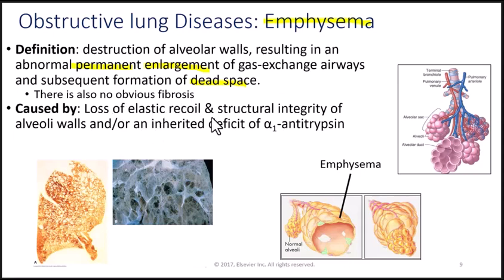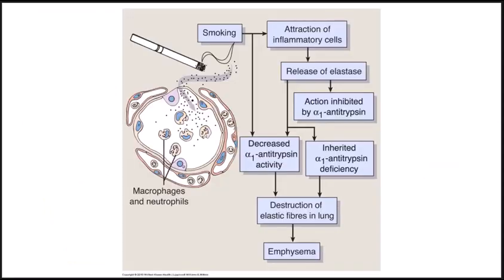Emphysema is caused by a loss in elastic recoil and the structural integrity of the walls that make up the alveoli, but it could also be caused by what's referred to as an inherited deficit of alpha-1 antitrypsin. And we're going to be coming back to this because you need to understand the involvement of this in the development of emphysema. So we'll come back to that.